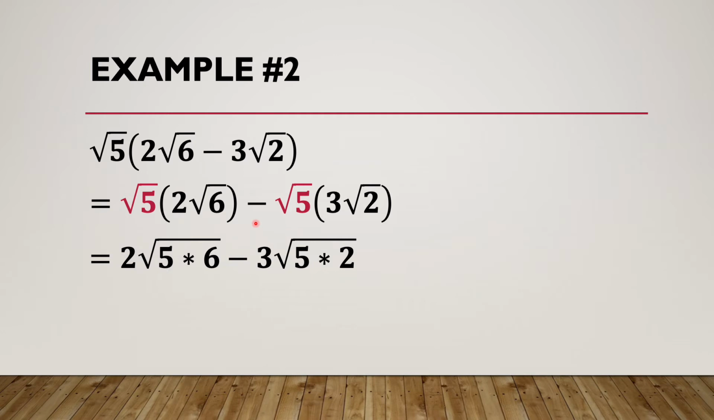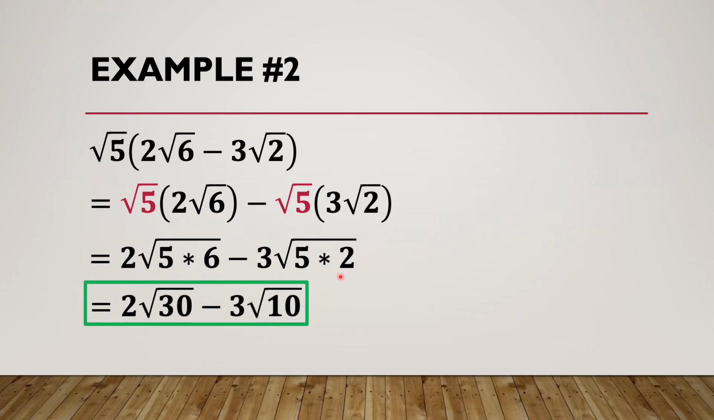Then, same index, negative 1 times 3, negative 3. 5 times 2. We now have 5 times 6, 30. 5 times 2, that is 10. So the final answer is 2 square root of 30 minus 3 square root of 10.